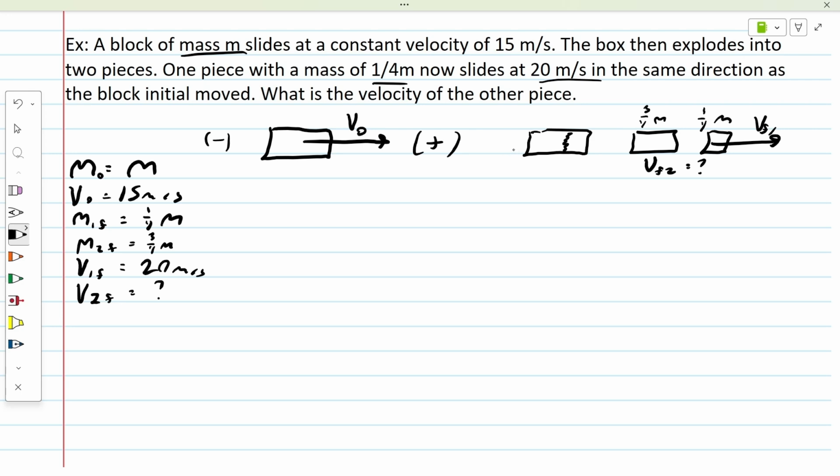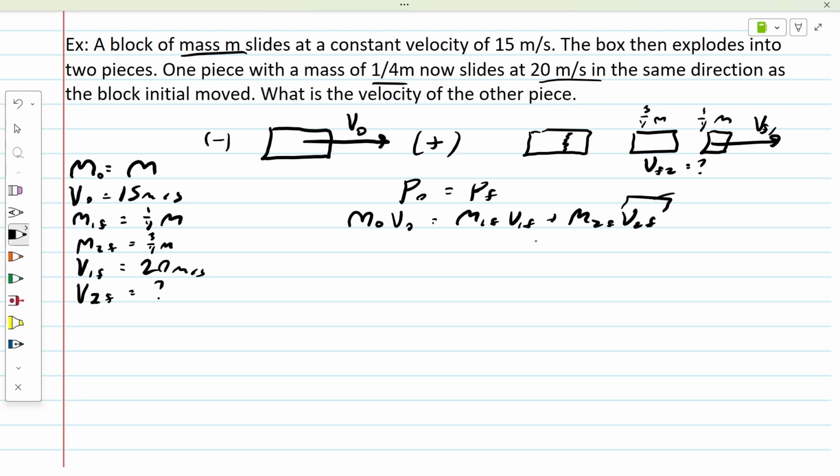Okay, so now we have to find the velocity of the other piece. We can use conservation of momentum since it's a constant velocity, no net force. So P initial equals P final. And so we can now get all our pieces of momentum. The initial one is just M naught V naught equals M1 final V1 final plus M2 final V2 final. And so now we have all these variables except for V2 final.